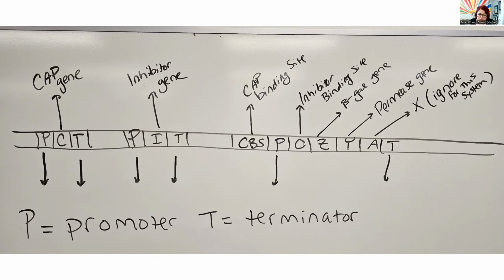O is the operator, which is the inhibitor binding site. Z is the gene that codes for beta-gal, the beta-gal protein, which you should be familiar with. Y is the gene that codes for permease, which creates a doorway for lactose entry. And then the last gene in the operon is a transacetylase, here noted with an A, but we aren't really going to talk about this because it's not part of the regulatory system. We will talk about the functions of these genes as we go through.